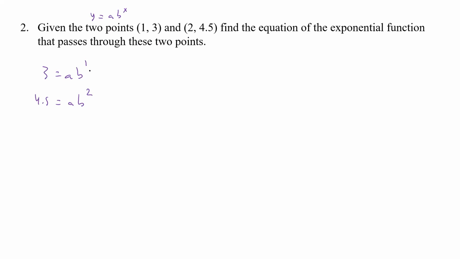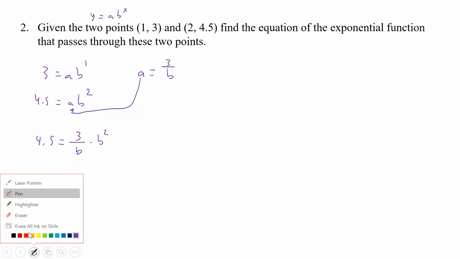Now, if we think about this one, we could solve this for A or for B. If we solved it for A equals what? Well, it's just going to be 3 divided by B. Okay. Now, what can we do? Well, we can plug that in here and we can solve. So 4.5 equals 3 over B times B squared. Well, can we simplify that?